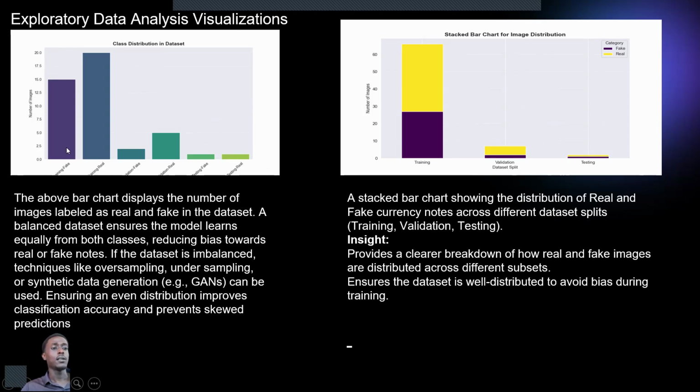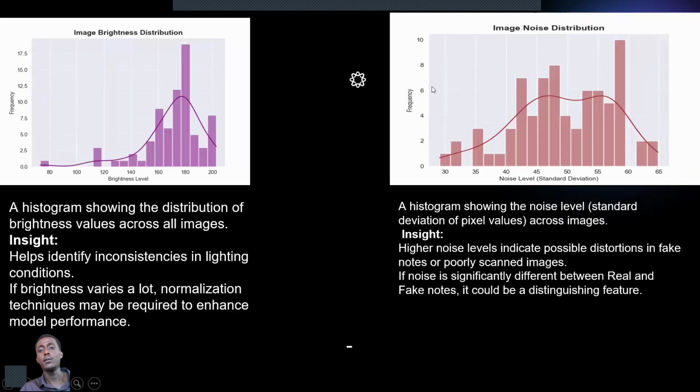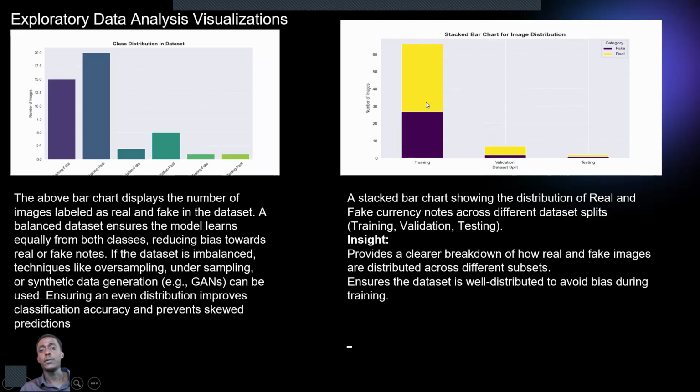So this simply means that for the first bar, there are just 15 images in the fake training folder and so on and so forth. Then on the right-hand side, we have a stacked bar chart. This one brings out a clear breakdown of how images are arranged in categories, or you could think of them as subsets. For the training, the purple one represents the fake, and the yellow represents the real currencies. So they're stacked in terms of splits, and a clear breakdown is achieved.